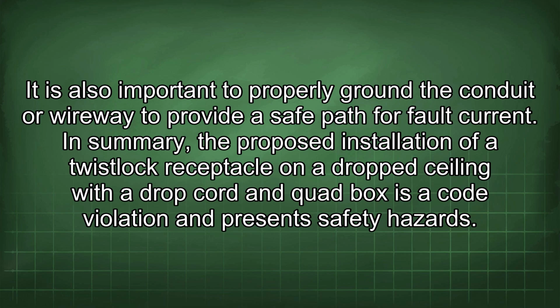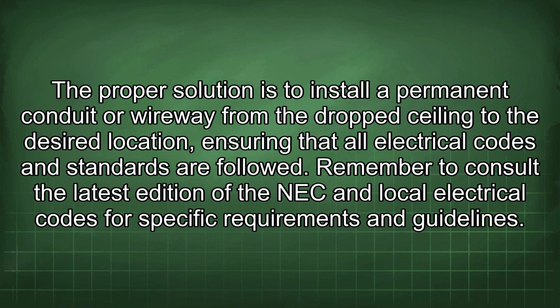In summary, the proposed installation of a Twistlock receptacle on a drop ceiling with a drop cord and quad box is a code violation and presents safety hazards. The proper solution is to install a permanent conduit or wireway from the drop ceiling to the desired location, ensuring that all electrical codes and standards are followed. Remember to consult the latest edition of the NEC and local electrical codes for specific requirements and guidelines.